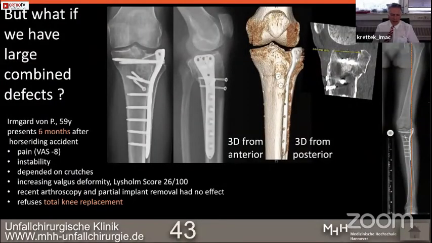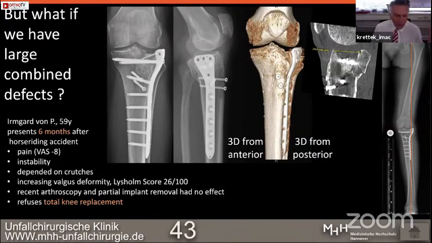And the final case really shows that we also sometimes need solutions when we have large combined defects, like Irmgard. Irmgard is almost 60 years, and she presents again very long after her initial trauma, a horse riding accident, with significant pain, VAS up to 8, instability.